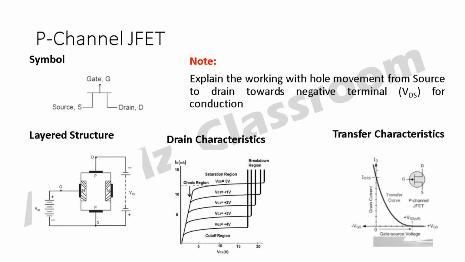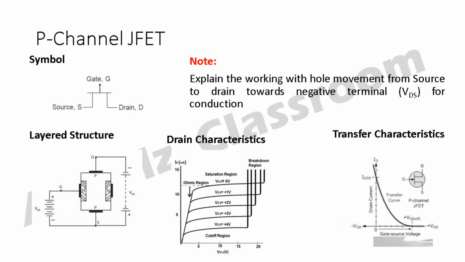and this drain characteristics is similar to that of your N-channel JFET. In the drain characteristics of P-channel JFET, you will be having a positive side of VGS, and in the transfer characteristics, you have the positive values of VGS, and the drain current will be initially at IDSS, and finally it comes to VGS off.